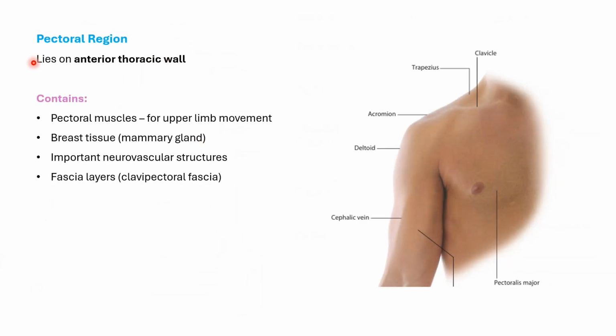Okay, now we learn about the pectoral region. It lies on the anterior thoracic wall and contains pectoral muscles for upper limb movements like pectoralis major, the breast tissue or mammary gland, important neurovascular structures and a fascia layer especially called the clavipectoral fascia.